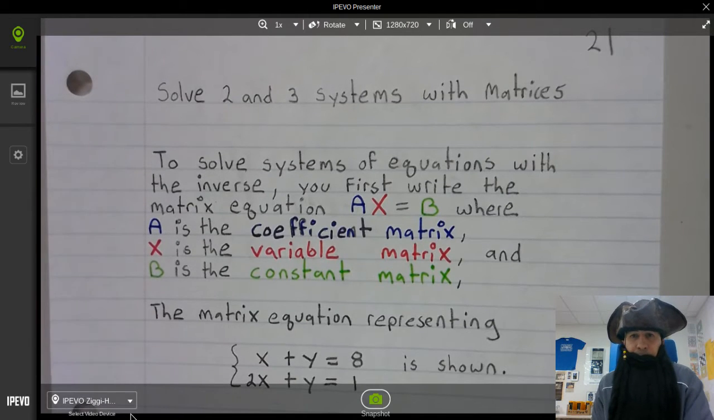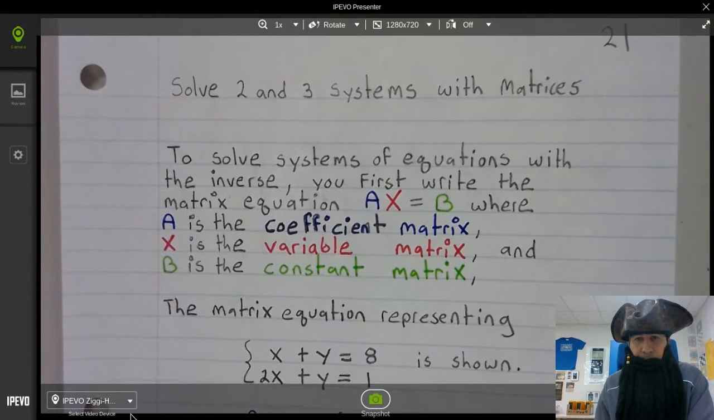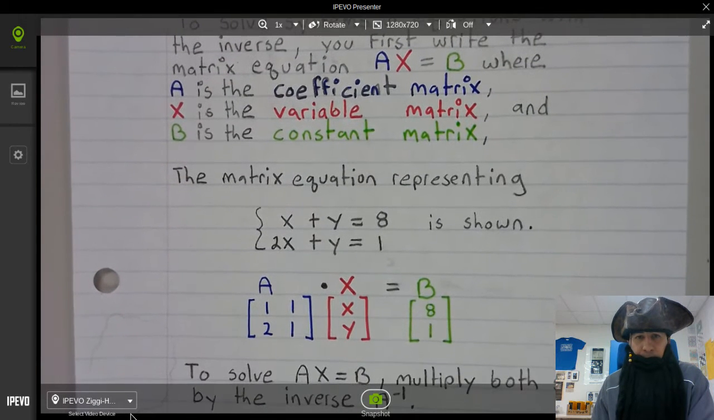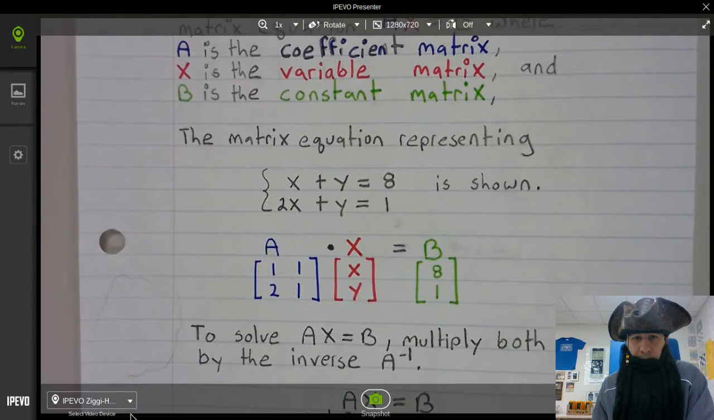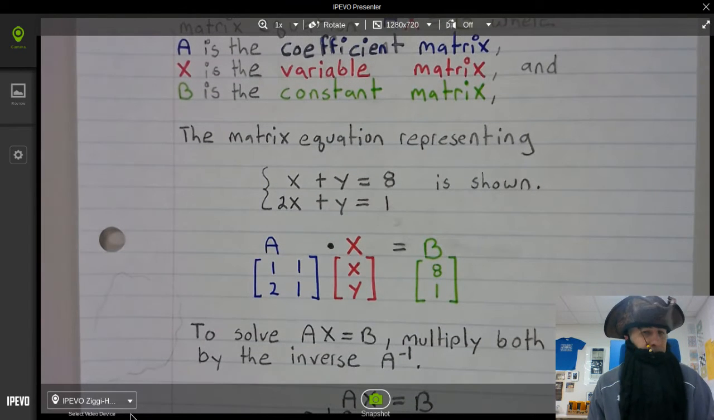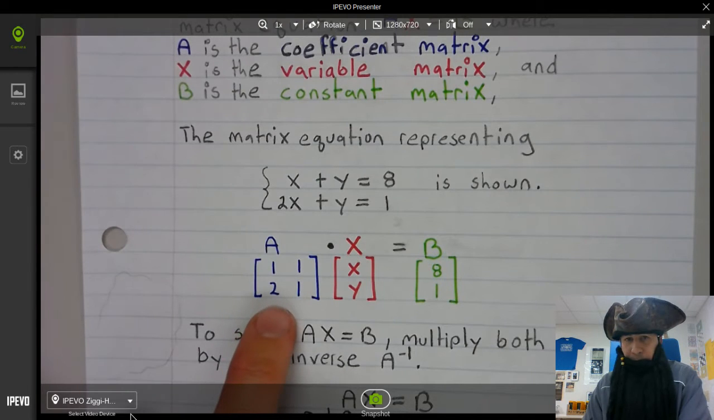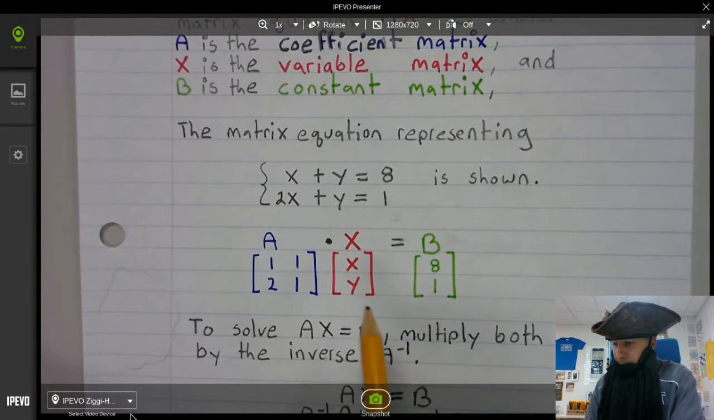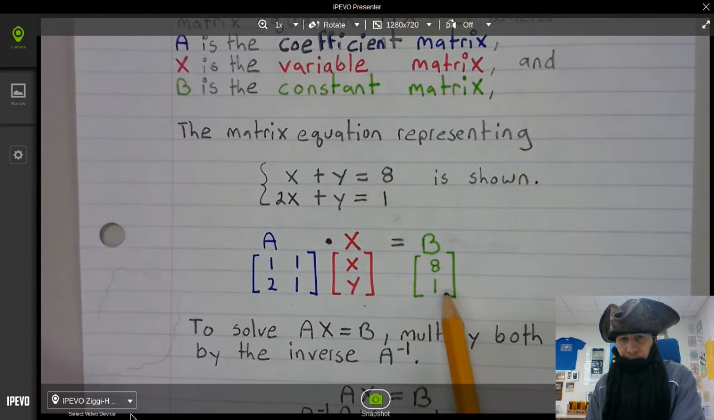All right, so to solve systems of equations with the inverse, you first write the matrix equation AX equals B, where A is the coefficient matrix, X is the variable matrix, and B is the constant matrix. So let's look at this. The matrix equation representing x plus y equals 8 and 2x plus y equals 1 is shown. So we're going to take that and convert it to matrices. This is your coefficient matrix A. This is your variable matrix X. And this is your constant matrix B.